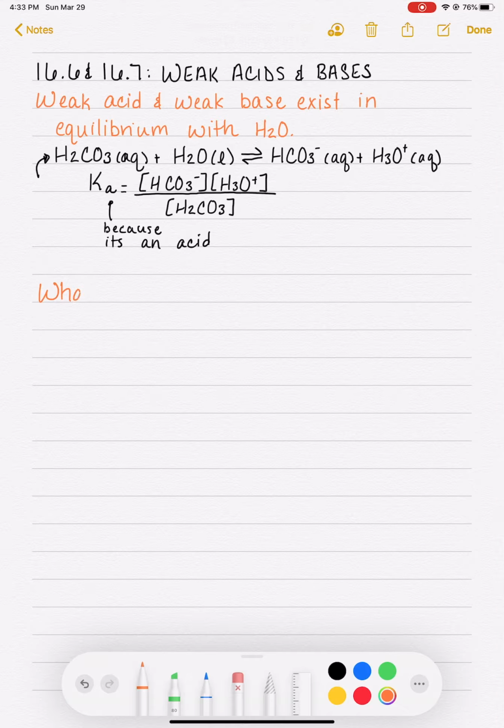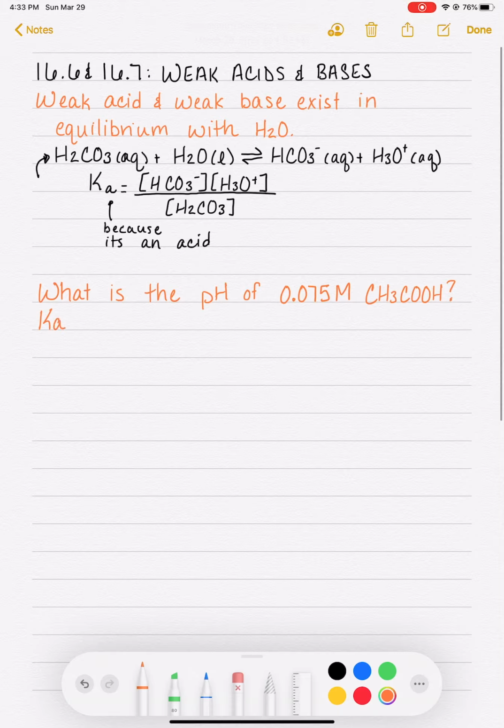Let's look at an example of this type of problem. What is the pH of 0.075 molar CH3COOH? The Ka for that compound, CH3COOH, the equilibrium constant, is 1.8 times 10 to the minus 5. So what is the pH of this solution?